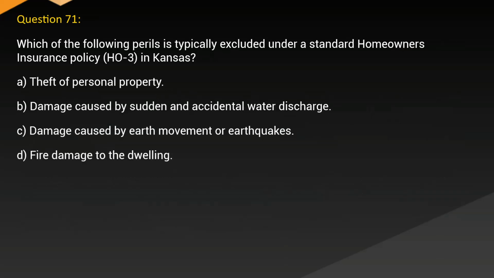Question 71. Which of the following perils is typically excluded under a standard homeowners insurance policy (HO-3) in Kansas? A. Theft of personal property. B. Damage caused by sudden and accidental water discharge. C. Damage caused by earth movement or earthquakes. D. Fire damage to the dwelling.